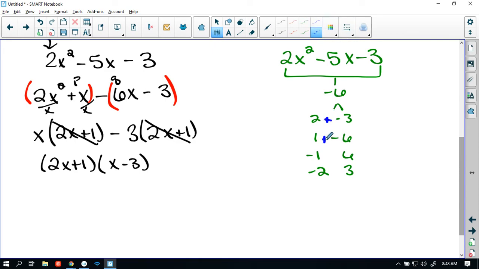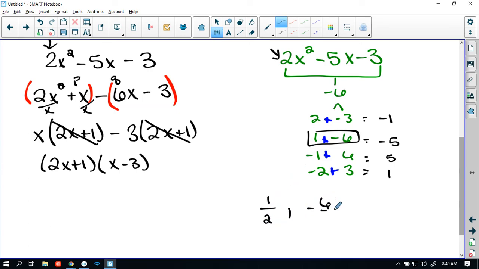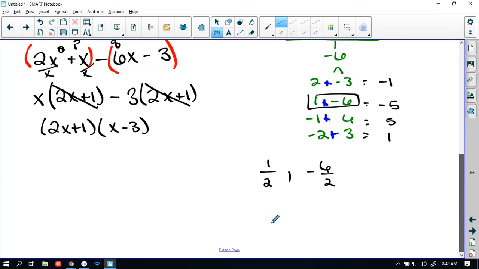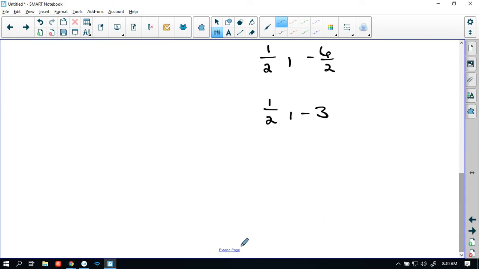And then I'm going to, again, just add going across and see which one gives us the -5. So this gives us -1. This gives us -5. This gives us +5. And this gives us +1. So these are the 2 factors that give us -5. Well, remember at the beginning, we multiplied our c by 2. So we're going to now have to take that factor of 2 out. So I'm going to do 1 divided by 2 and -6 divided by 2. We are now left with 1/2 and -3 as the factors that work for our equation.